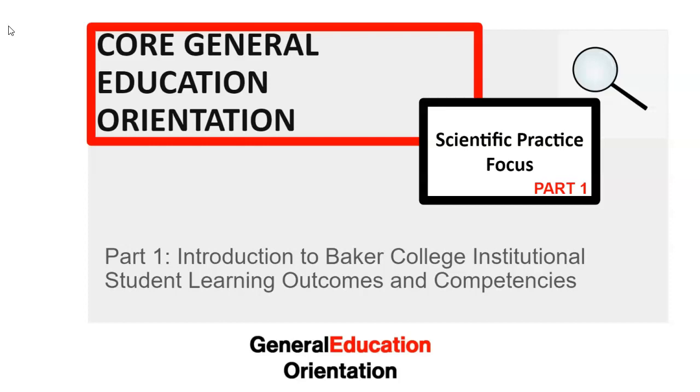This presentation is intended to be viewed after you have viewed the video Core General Education Orientation Part 1, Introduction to Baker College Institutional Student Learning Outcomes and Competencies. The video will explain how science courses fit into the greater picture, and it will begin to explain how the assessment process will work for your courses. The video in part 2 will continue to explain the intricacies of what you should expect.